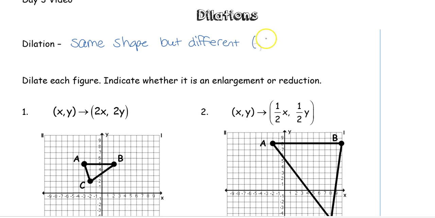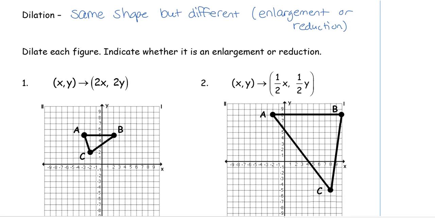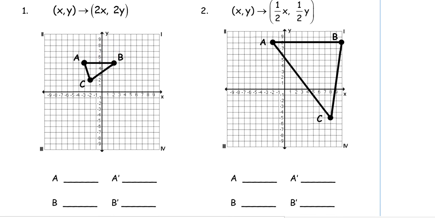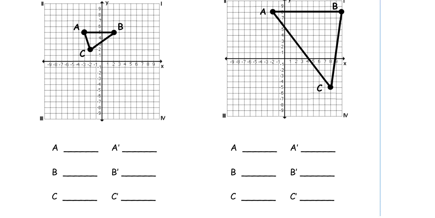When we look at that, we have two choices. We're either going to have an enlargement or a reduction. Those are going to be our two options here. What we're going to do is we're going to dilate each figure under the indicated terms. So if I see my coordinate notation here, x, y, this says 2x, that says 2y. That tells me that I'm going to multiply each x by 2 and I'm going to multiply each y by 2.